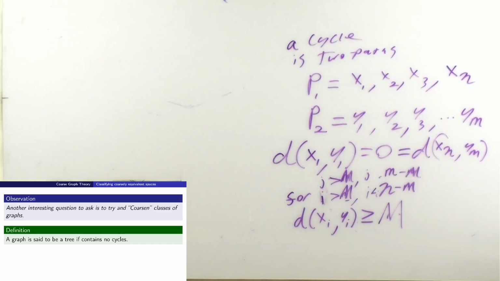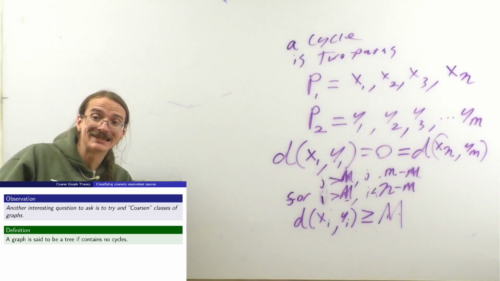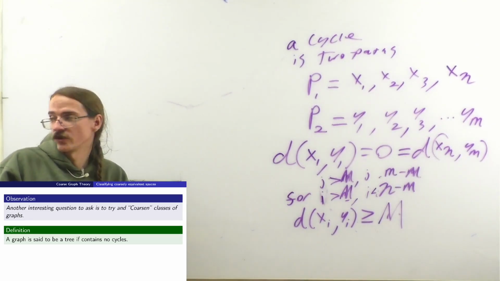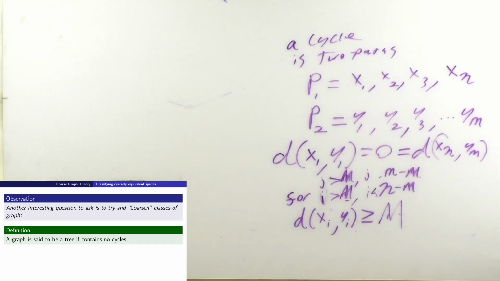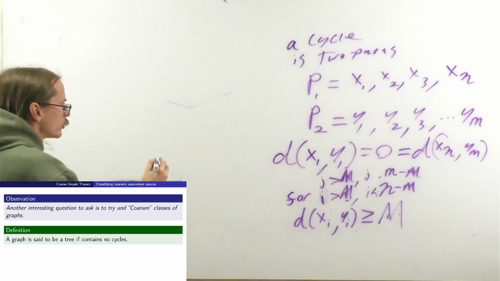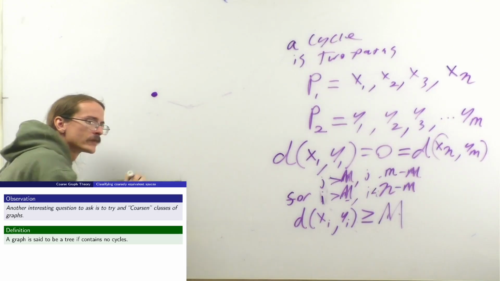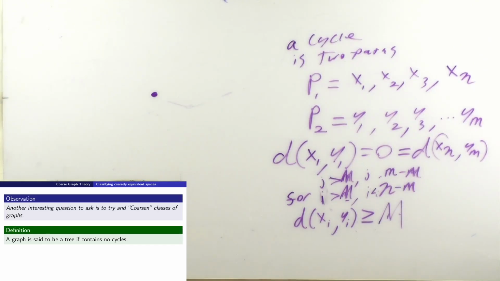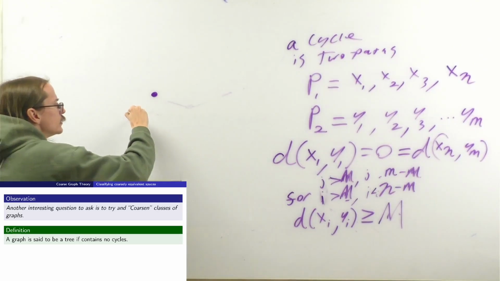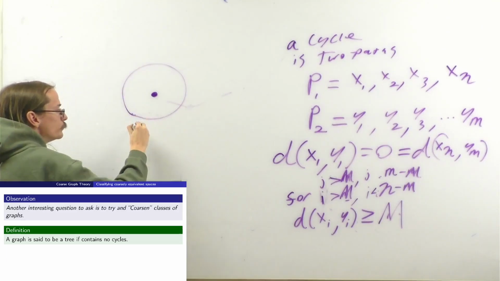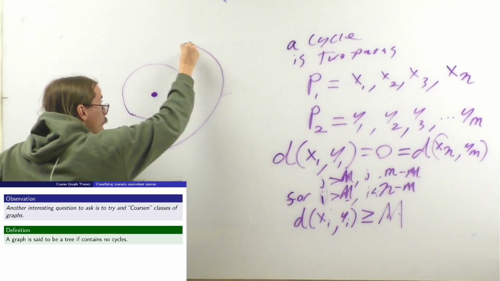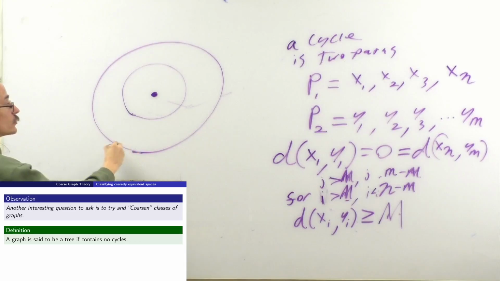We want to take a graph that has no cycles, no big cycles, and we want to show that it is roughly equivalent to a tree. So here's how we're going to do that. We're going to grab a point inside of this graph, right there, and we're going to break our graph up into big rings around it.